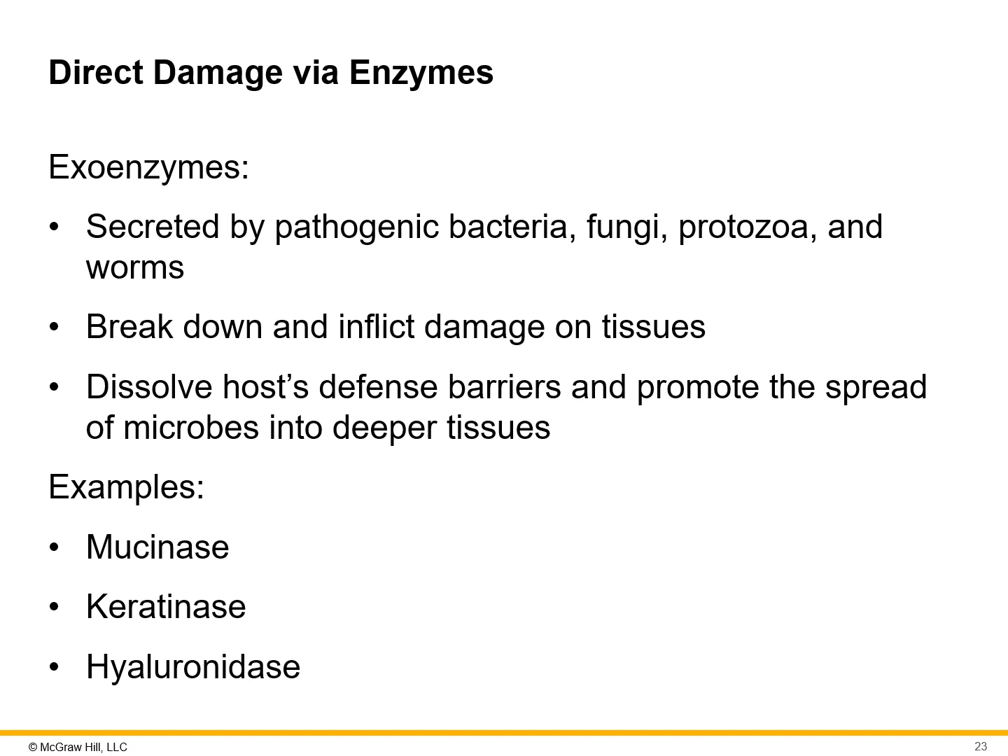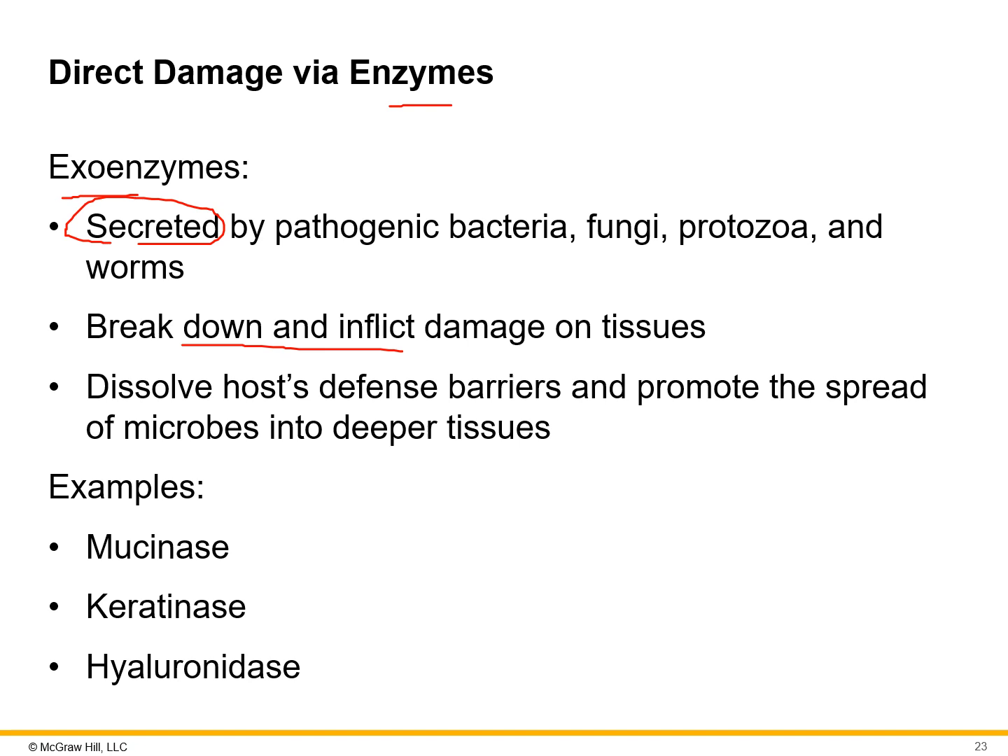Now, a little bit more here about the enzymes. Again, there are enzymes and toxins, but just a little bit more about them. First of all, exoenzymes, these are ones that are secreted. So they're made inside of the bacteria, fungi, protists, worms, and then released. And those enzymes, once released from the pathogen, break down or inflict damage.